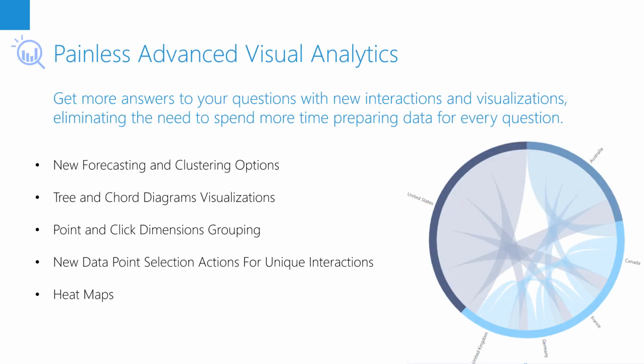Dundas BI 5 features many new functionalities designed to eliminate the need to go back to the data preparation layer and spend more time structuring your data to be visualized as needed. Instead, we try to provide some advanced analytical capabilities right in your visual data discovery experience. We did that by offering new advanced formulas for predictive analytics, new type of data relationship visualizations, and new type of visual interactions, allowing you to get answers to your questions faster. Let's switch to Dundas BI 5 and go through a quick demo of those new features.